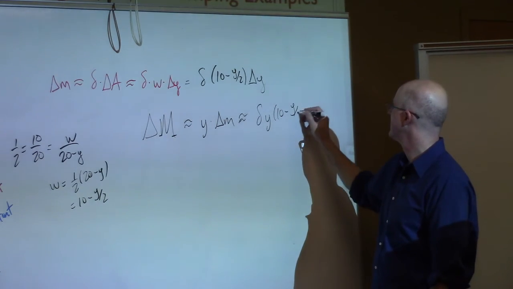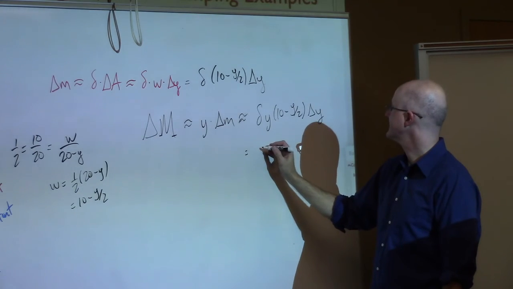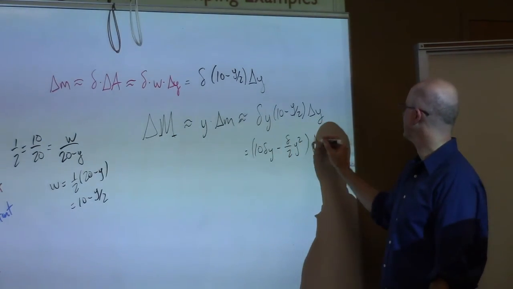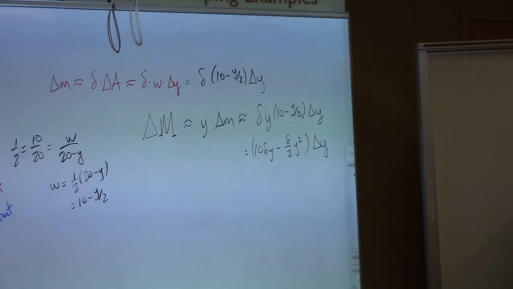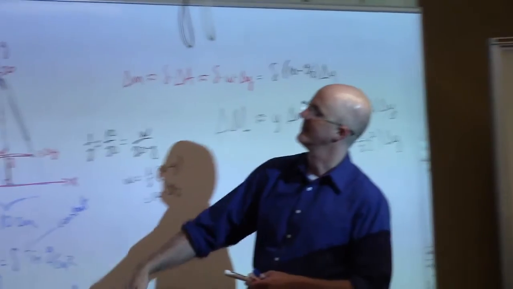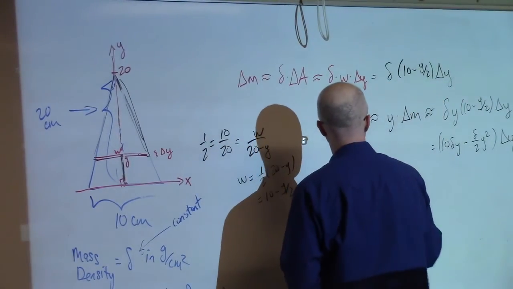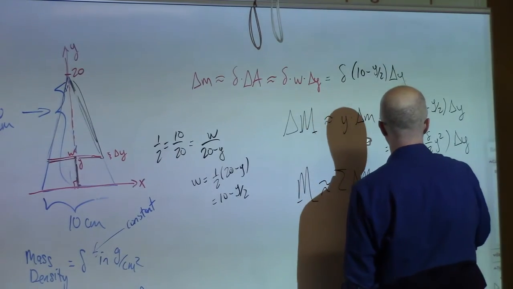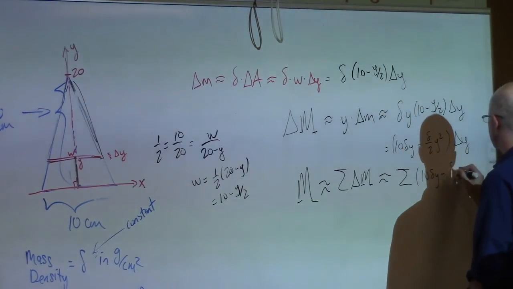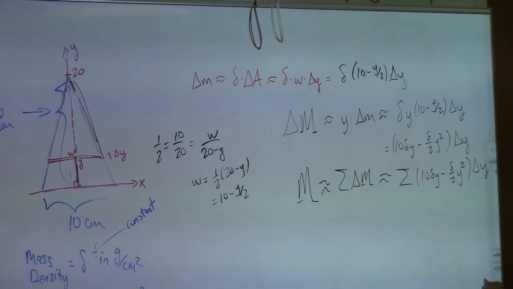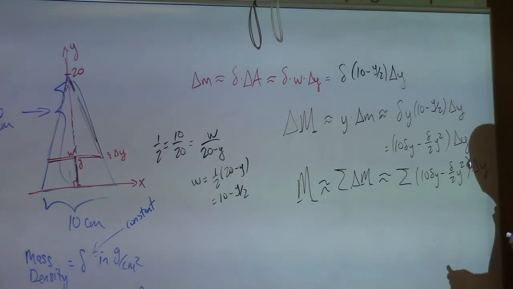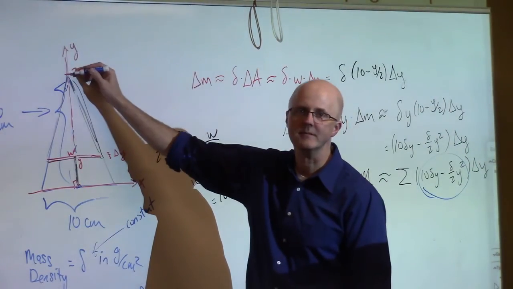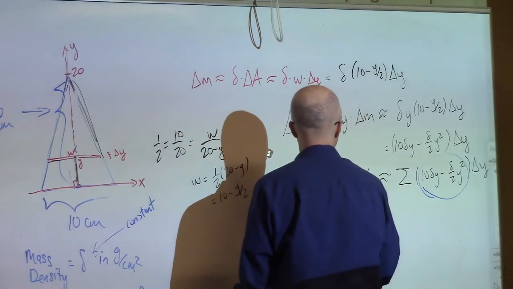I get this. I'll go ahead and multiply this out. 10 delta y minus delta over 2y squared, in parentheses, times capital delta y. The total moment then, in the y direction, for the thin plate of metal, capital M, is approximately the sum of these things. Stop and say, hey, that looks like a Riemann sum for the integral of this function over the appropriate interval for y in this case. Y goes from 0 up to 20. Let delta y go to 0.